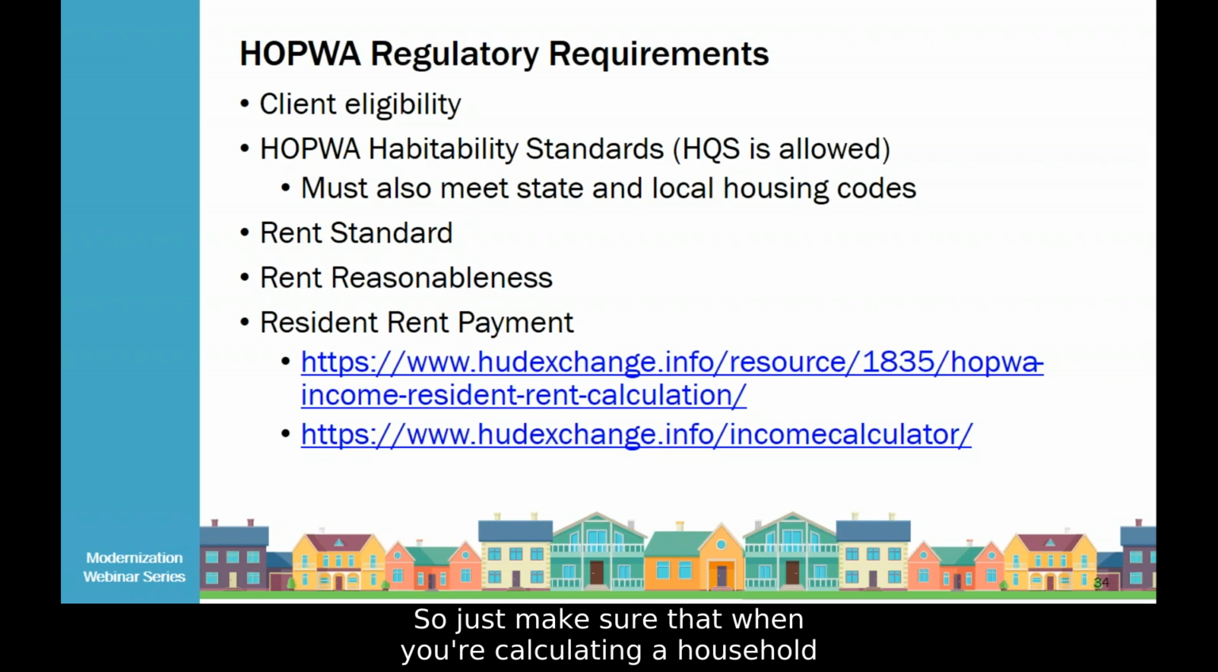So just make sure that when you're calculating a household's income and calculating the rent, you follow the HUD rules. To help do this, there is an income calculator available online, as well as an income and resident rent calculation specific for HOPWA. So you just want to make sure that you're checking out those links to help with that process, and especially if you have new staff coming online, making sure that they understand how to do that calculation.